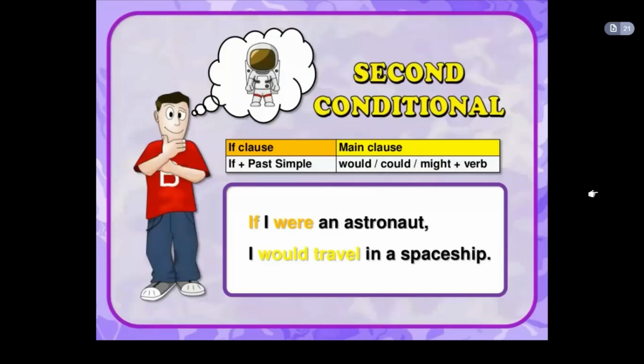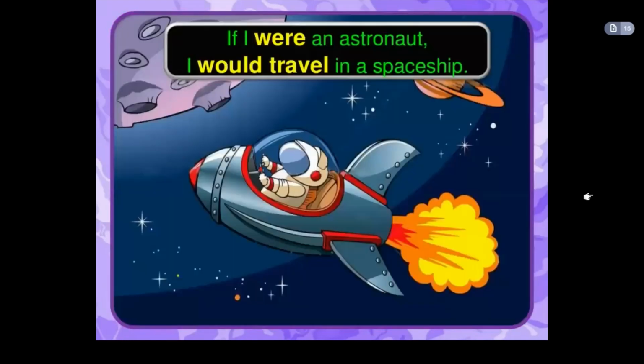So the second conditional has two uses. First, we can use it to talk about things in the future that are probably not going to be true. Maybe I'm imagining some dreams, for example. Second, we can use it to talk about something in the present which is impossible because it's not true. Have a look at the example. If I were an astronaut, I would travel in a spaceship.